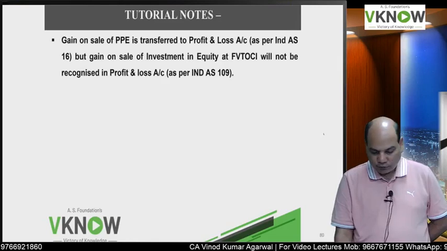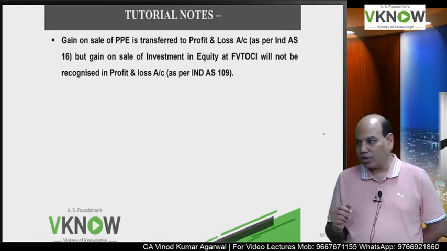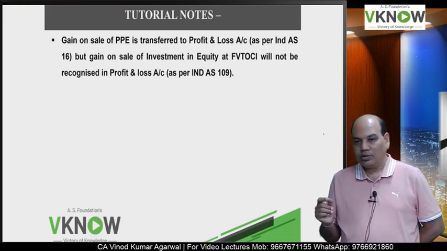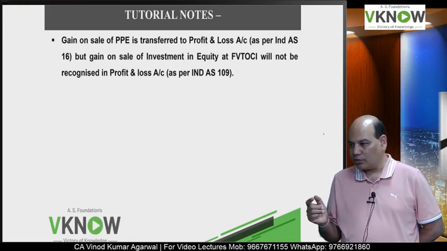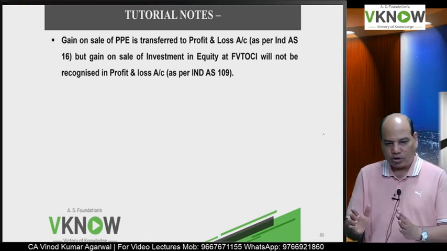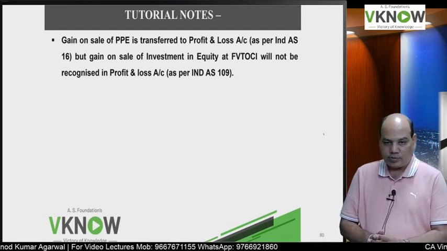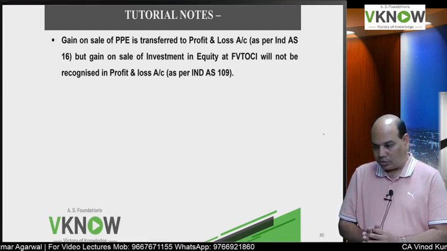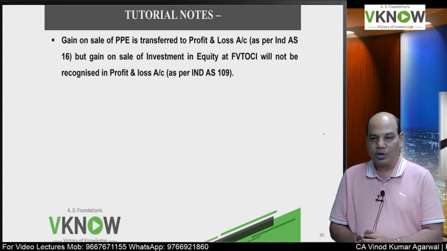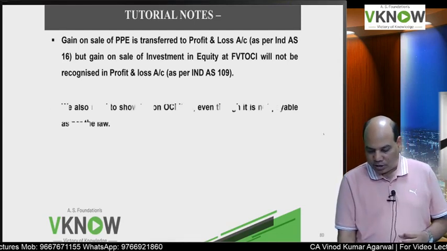Now some notes I have written for you, because you may have a doubt that why profit on sale of PPE we have transferred to the P&L account, but profit on sale of equity instrument classified as FVTOCI we have not transferred to the P&L account. I think I have given you the notes in typing only. It will save our time. Gain on sale of PP is transferred to the P&L account because as per Ind AS 16 we have to do that. But gain on investment in equity at FVTOCI is not transferred to the P&L account. All gains are kept in OCI only as per Ind AS 109.